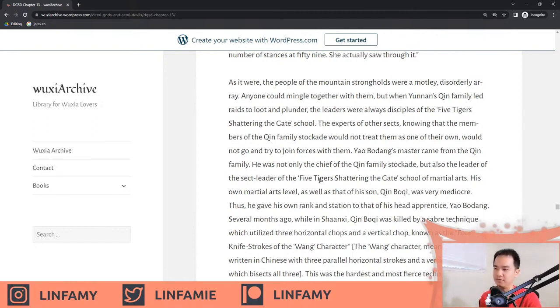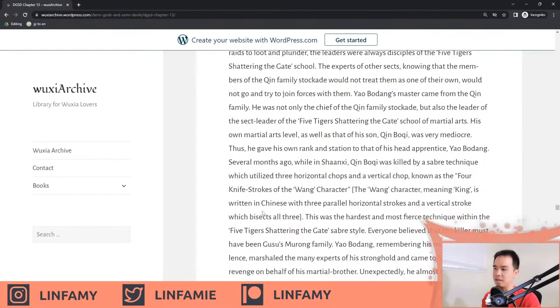He was not only the chief of the Qin family stockade, but also the leader of the 5 tigers shattering the gate school of martial arts. His own martial arts level, as well as that of his son, Qin Bo Chi, was very mediocre. Thus, he gave his own rank and station to his head apprentice, Yao Bodong. Several months ago, while in Shanxi, Qin Bo Chi was killed by a saber technique which utilized 3 horizontal chops and a vertical chop, known as the 4 knife strokes of the Wang character.